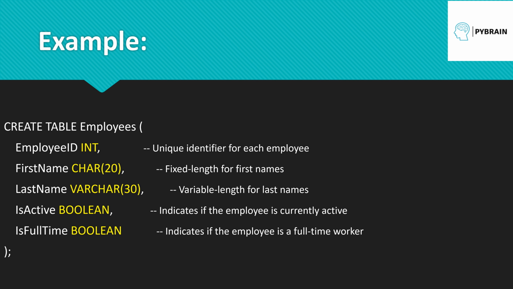Second, first name, CHAR, 20. This column stores the first name of the employee. It is a fixed-length string, which means it reserves space for 20 characters, regardless of the length of the name.